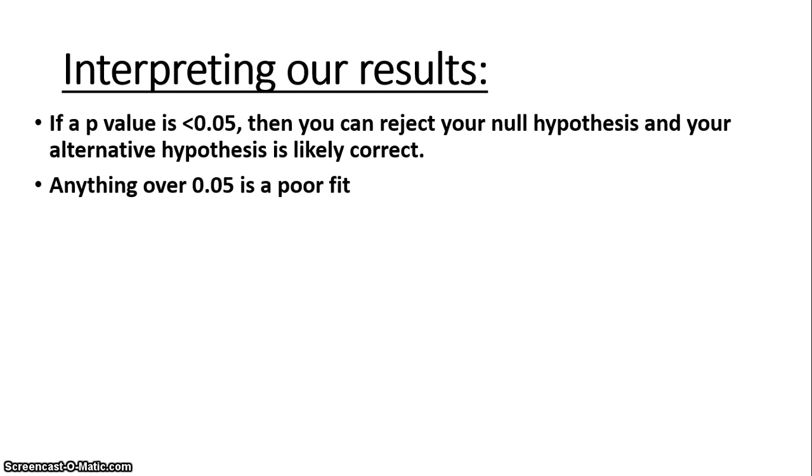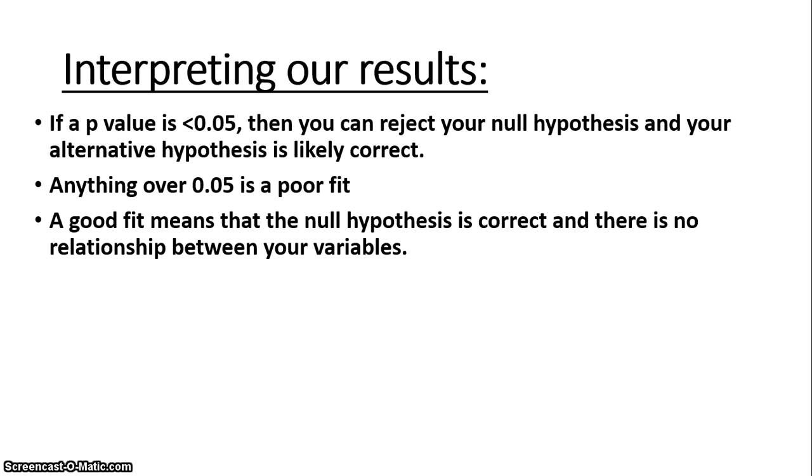If you get anything over 0.05, it is a poor fit, and you have to accept the null hypothesis. So you would accept that everything is distributed evenly throughout the bag, even numbers of colors. So a good fit, remember on that chart, if it was greater than 0.05, that was a good fit. So a good fit means that the null hypothesis is correct and there's no relationship between your variables. It's just due to chance.